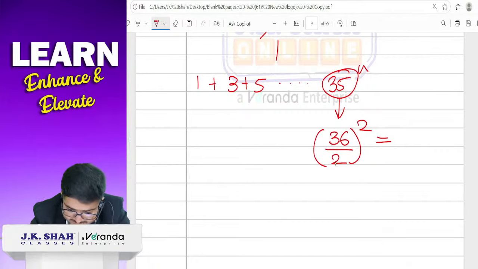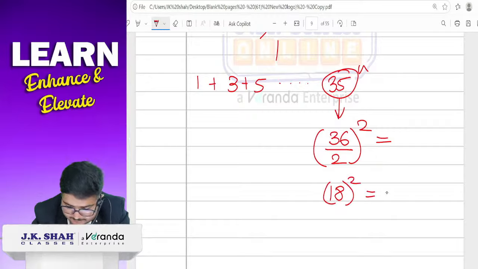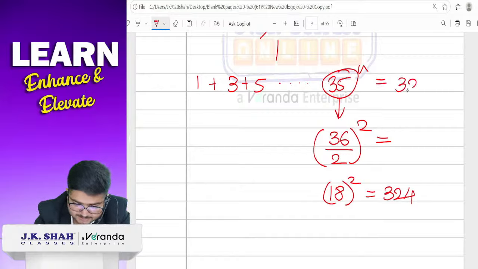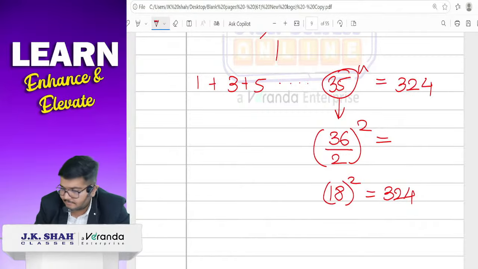What is 36 divided by 2, sir? It is 18, so you have to find 18 ka square, which is 324. So answer of this will be 324. Next number, half of it, then square. Next number, half of it and square.